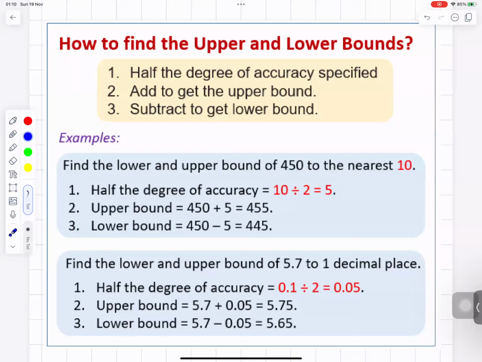This is some information on how to find lower and upper bounds. You can read through this. Have the degree of accuracy, add to get the upper bound, and subtract to get the lower bound. Follow this example, and it'll help teach you how to find the upper and lower bounds. For example, you want 450 to the nearest 10. So you have 10, you get 5. And you add the 5, and you subtract the 5. To one decimal place, you have 0.05, you add it to the number, and you subtract it from the number.